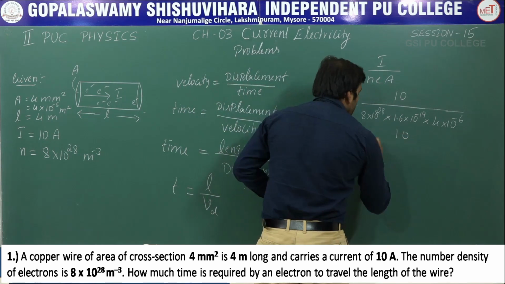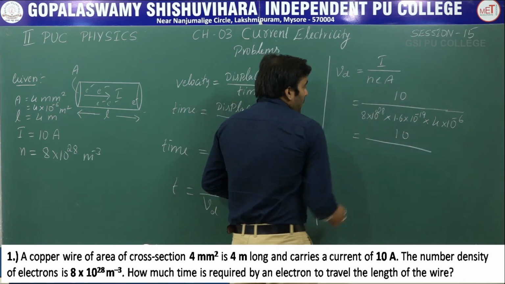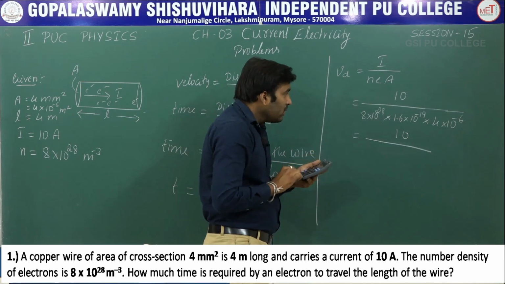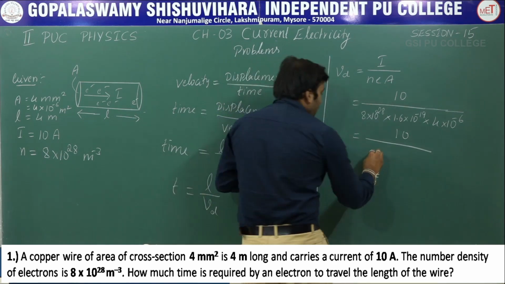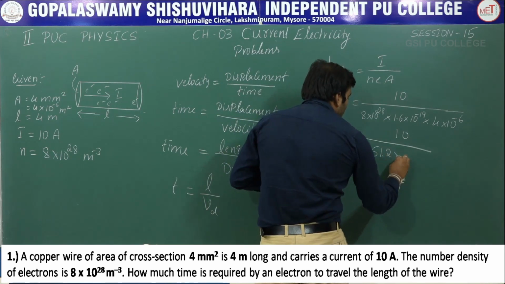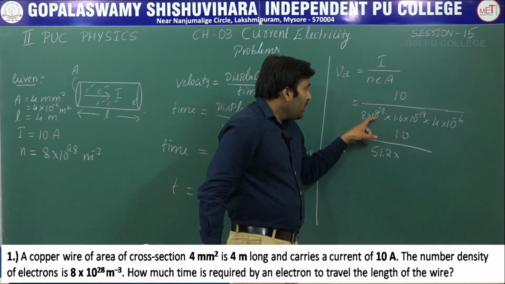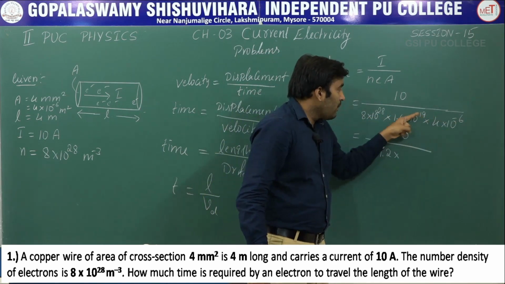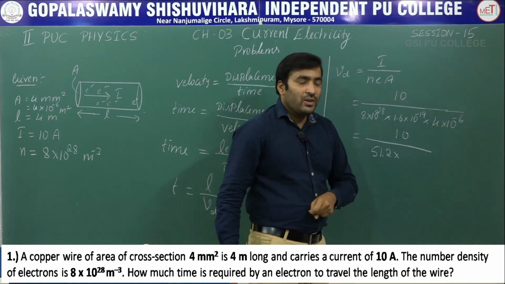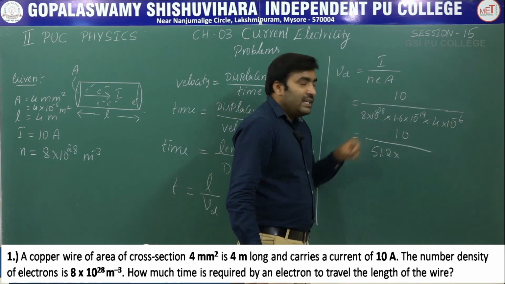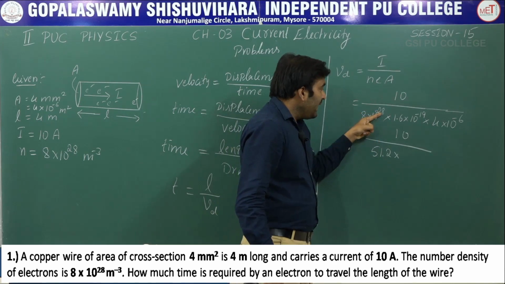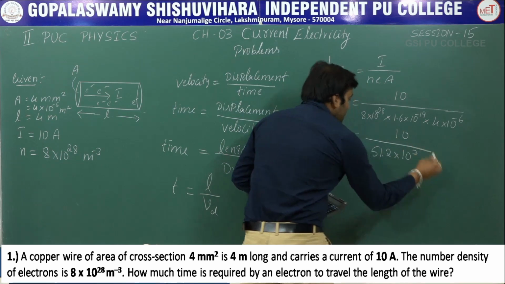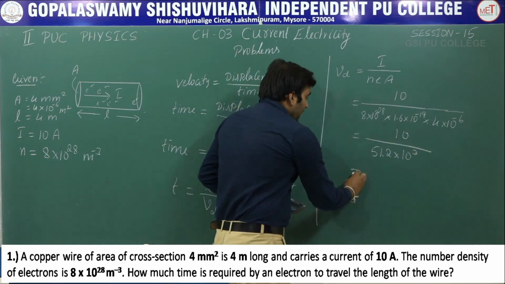First, let us do the denominator. 8 into 1.6 into 4. So this will be 51.2 into 10 power 28, 10 power minus 19 and 10 power minus 6. Let us add these powers. Minus 19 minus 6 is minus 25, and we have 28 here. So 28 minus 25 gives 10 power plus 3. Now let us divide this.